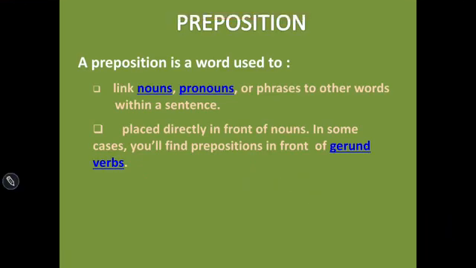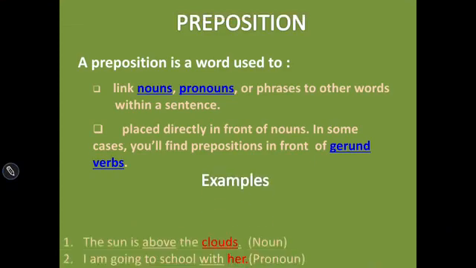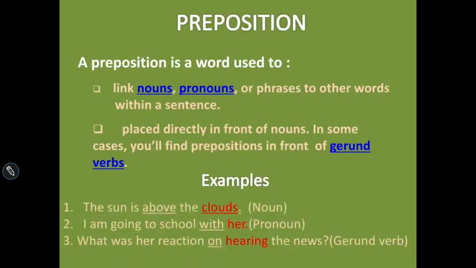Let me explain this with more examples. The sun is above the clouds. Here clouds is a noun and above is a preposition. It links the sun with clouds and tells us the position of the sun, where the sun is. The sun is above the clouds.